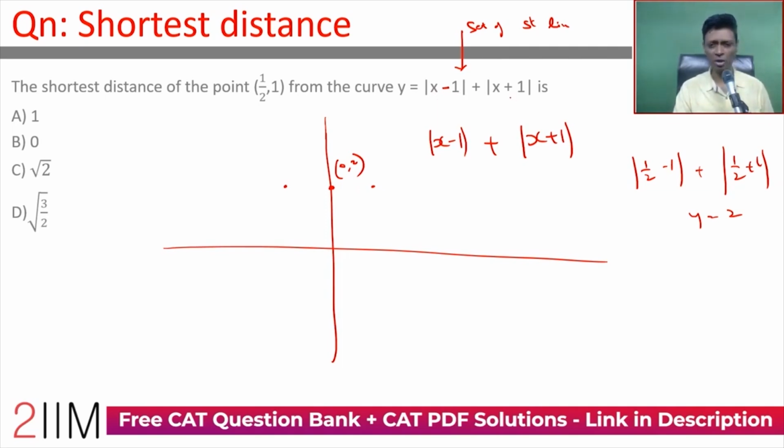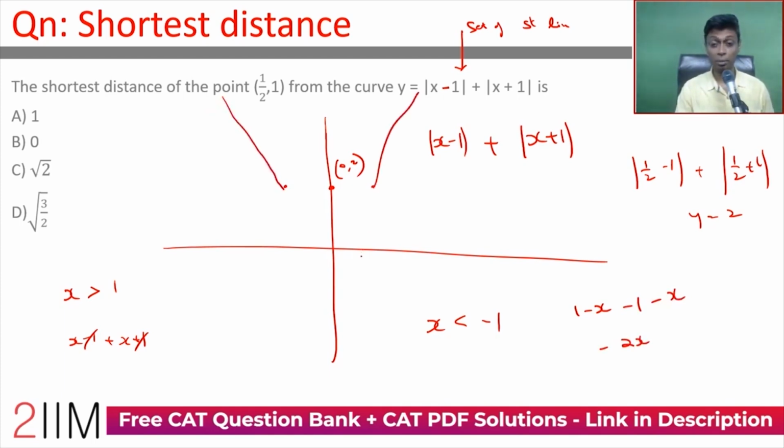So think about this, a wonderful graph. I'm going to break this into 3 segments. When x is greater than 1, this will be x minus 1 plus x plus 1, which is 2x. When x is less than minus 1, this will be 1 minus x, minus 1 minus x, which is minus 2x. So this will be a line like this here and a line like this here. Between minus 1 and 1, it will be 1 minus x plus x plus 1, which is 2.